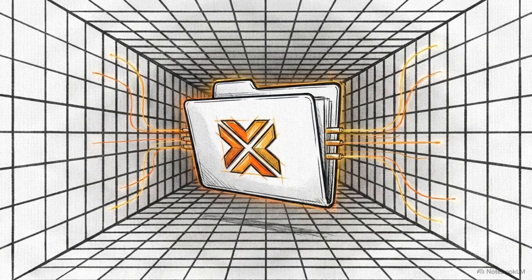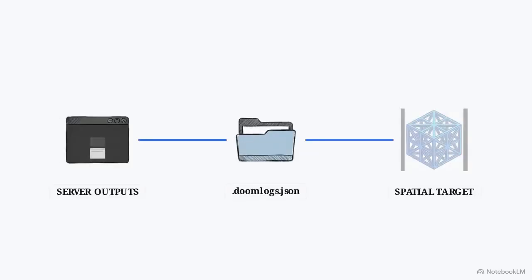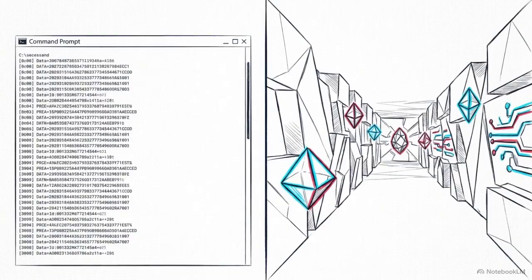To leverage that biological advantage, we use the .doom-logs.json file format. This format acts as the bridge between raw server outputs and interactive three-dimensional environments. Doom logs serves as a rigorously structured data visualization tool. It replaces the traditional console with a functional diagnostic environment.